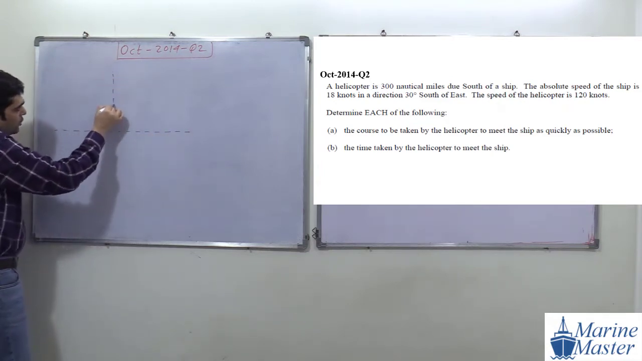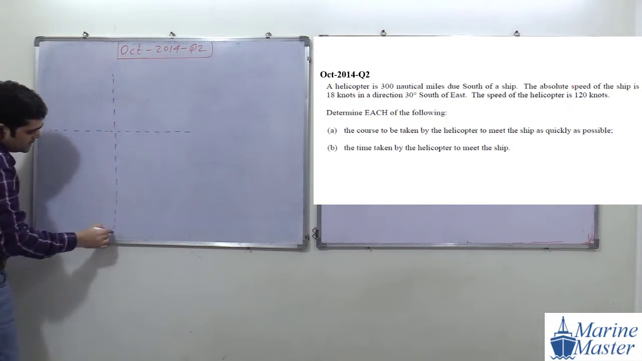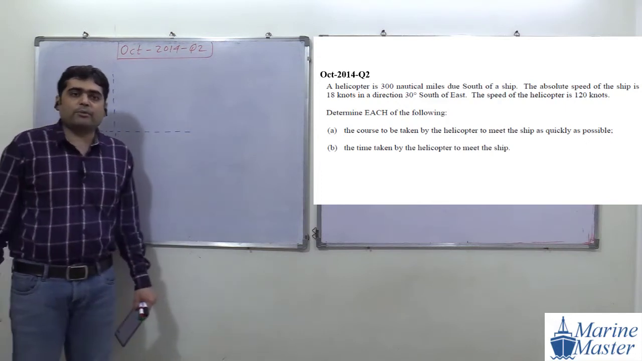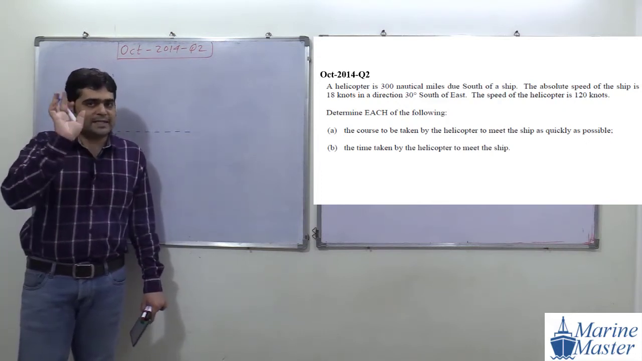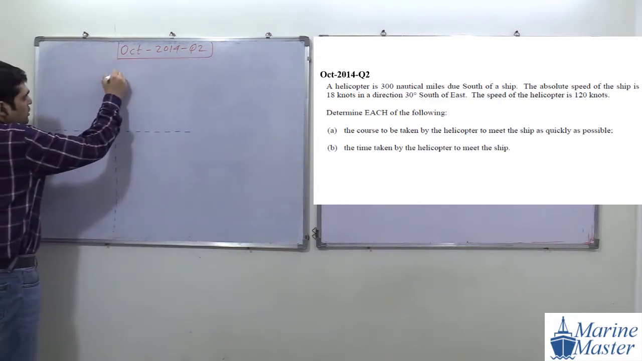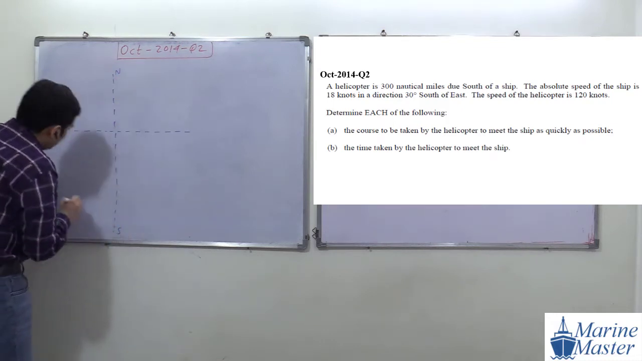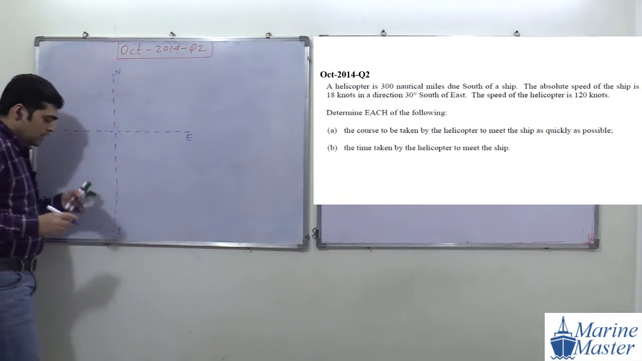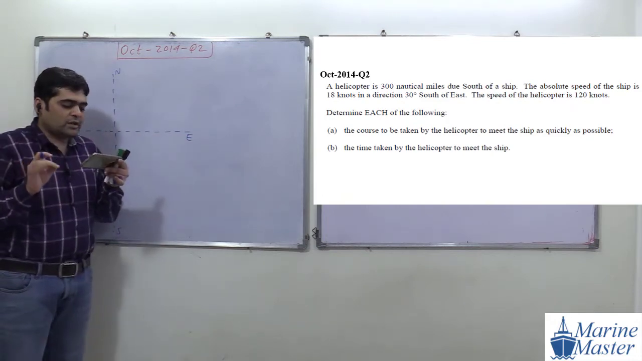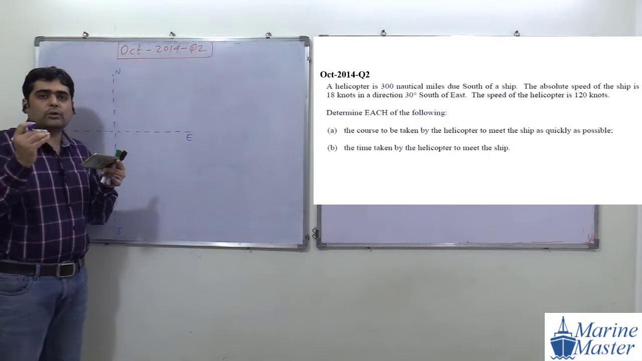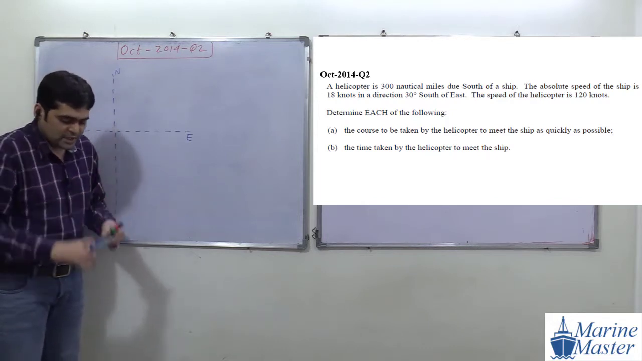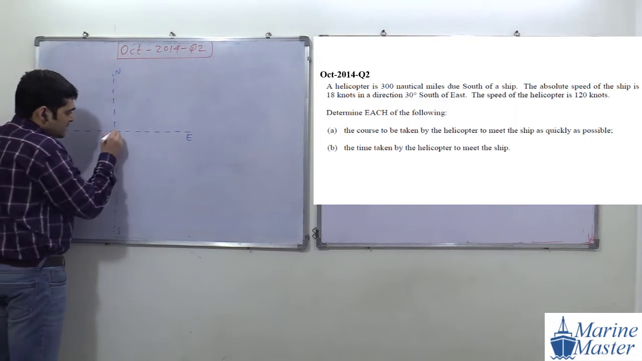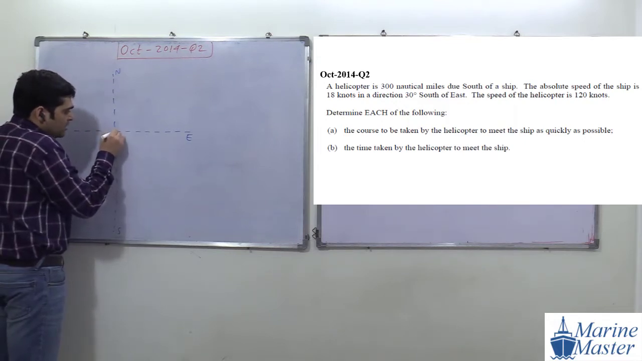I am going to draw first of all the space diagram in this scenario. This is the north direction, this is the south direction, west direction and east direction. Now a helicopter is 300 nautical miles due south of a ship. Suppose this is the initial position of the ship. This center I have denoted by this black.